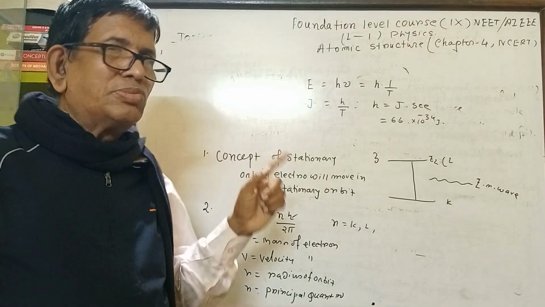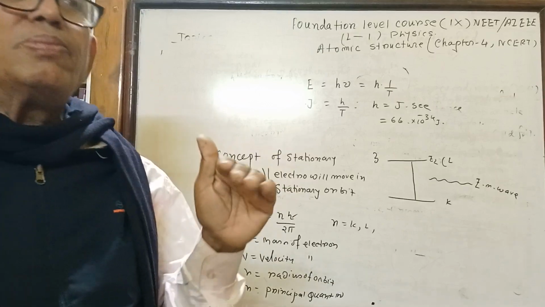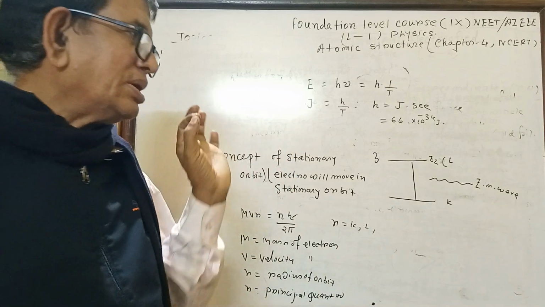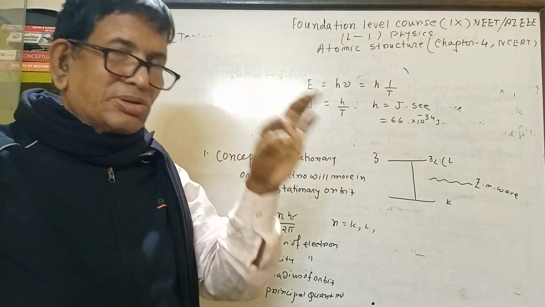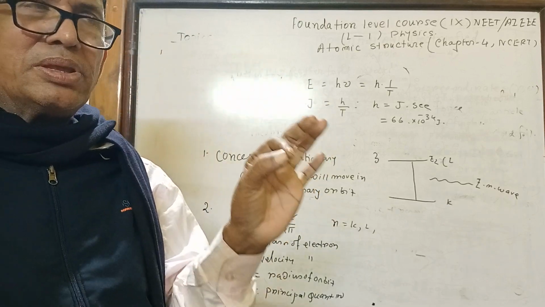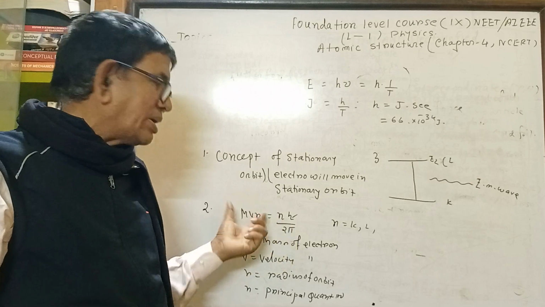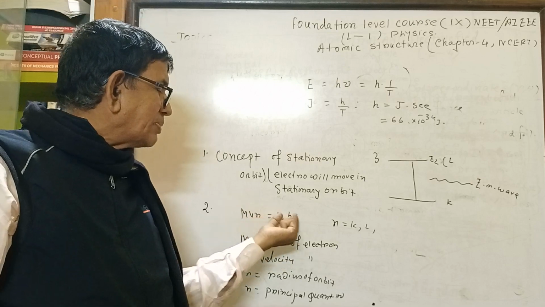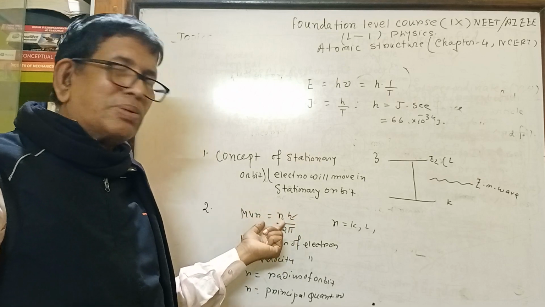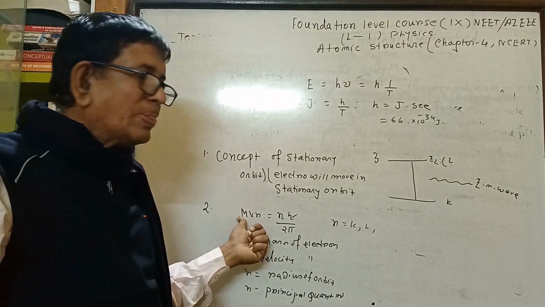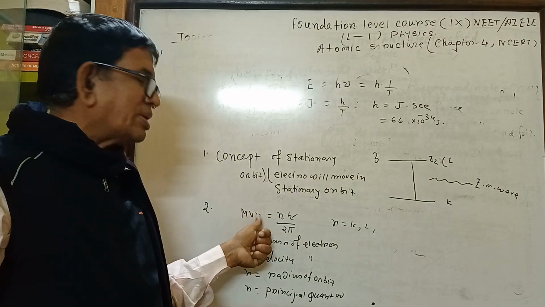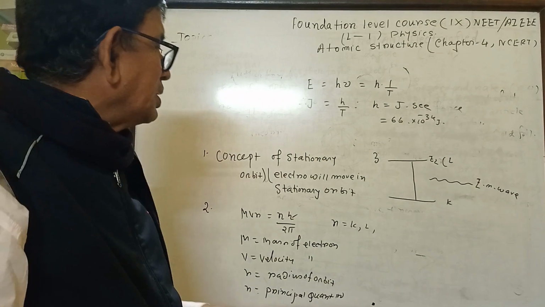One is that the electron will move in a stationary orbit, from where no radiation takes place. Number 3, in that orbit angular momentum is conserved, that is mvr equal to nh by 2 pi, that is, angular momentum is an integral multiple of h by 2 pi. n is the principal quantum number, m is the mass of the electron, v is the velocity of the electron, r is the radius of the orbit.